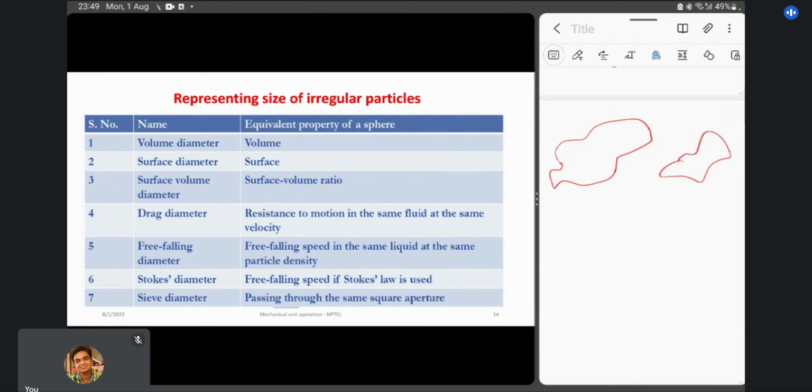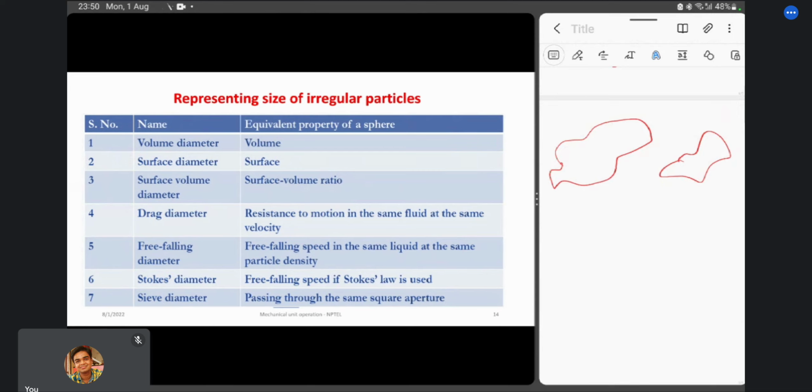Surface area is also important if you want an absorption column, and there you want to use some particles for enhancing the mass transfer surface. Then drag diameter, which is a resistance to motion in the same fluid at the velocity. So we all know that we have performed some experiment in which we are checking the resistance of a solid particle in the fluid medium. In that kind of application, like a bubble column, we can go for drag diameter. Stokes diameter, if the same fluid and solid particle motion is at a lower Reynolds number, we can use the Stokes diameter.